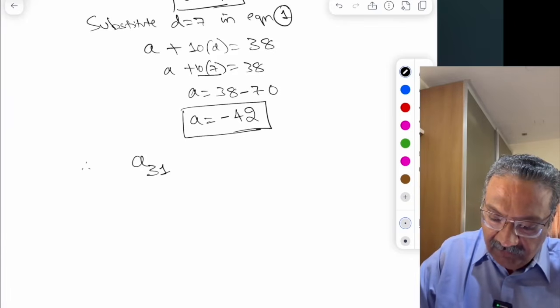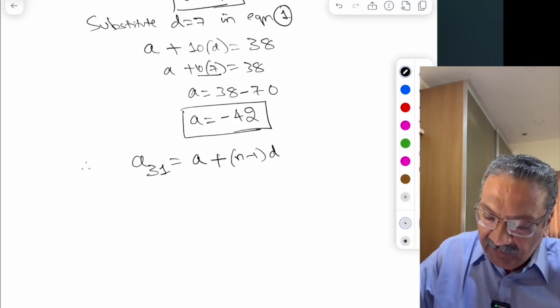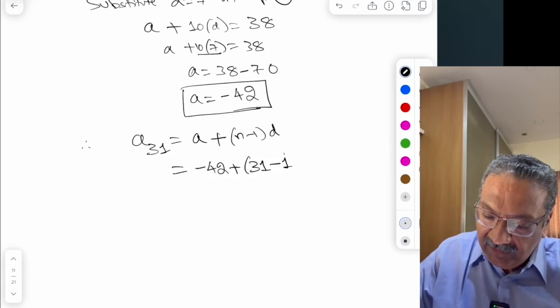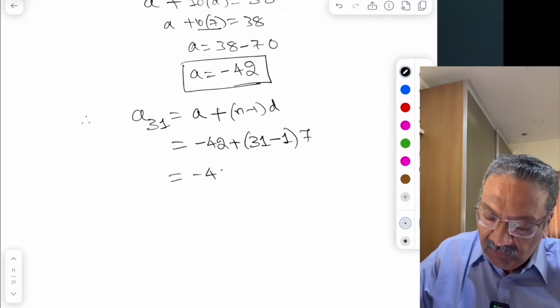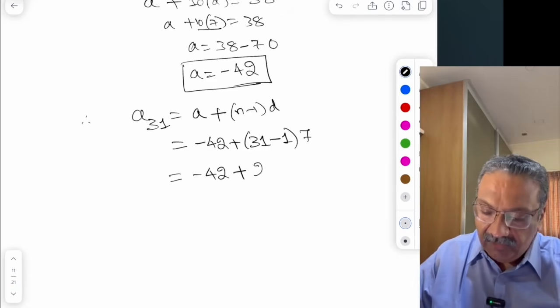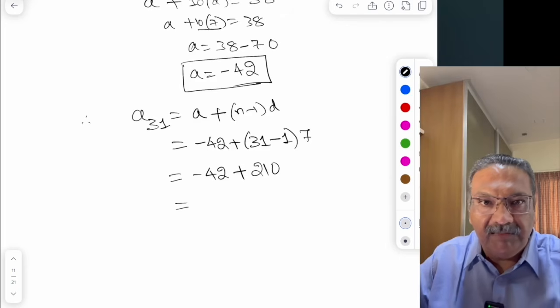Therefore A31 is equal to a plus (n minus 1) d. What is a here? Minus 42. What is n here? 31 minus 1. What is d here? 7. So it is equal to minus 42 plus 30 into 7, which is 210. So 210 minus 42, how much do we get?